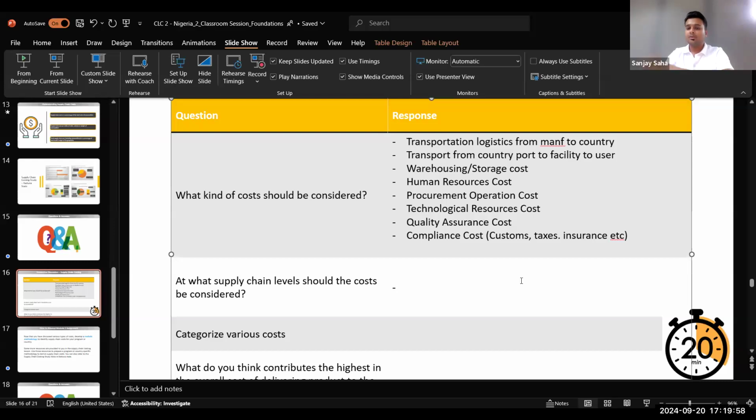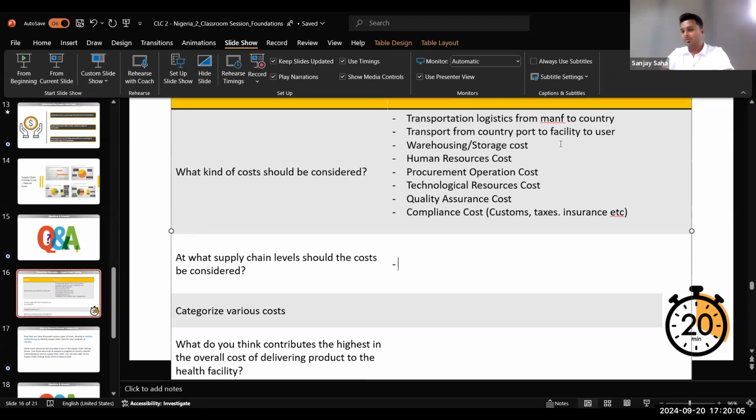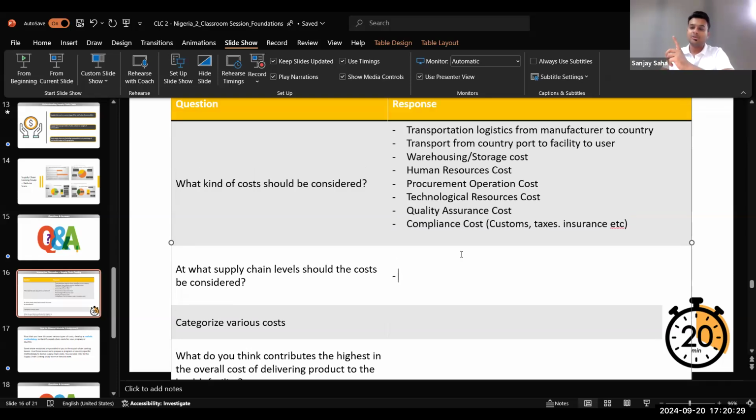Okay. So now these are the kind of costs that should be considered. Now the question is, what are the various levels at which these costs should be considered? Let's talk from the perspective of Nigeria, of course. This is a simple one actually. All of you who have done CLC1, you remember your initial assignment, supply chain diagrams. Over there as well, you created levels. So all the levels you created should be considered. So what were those levels?